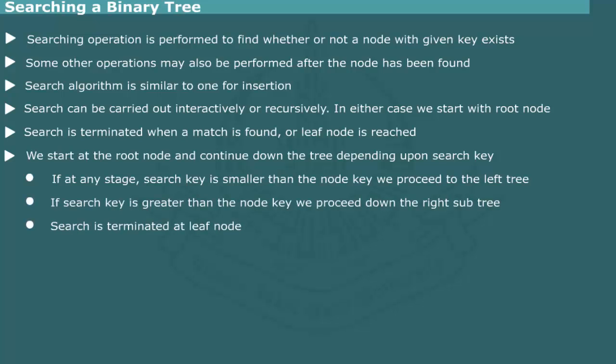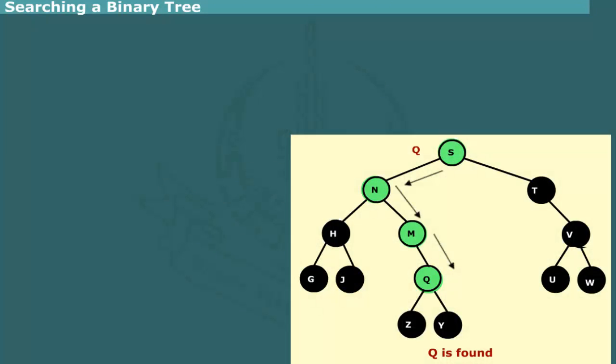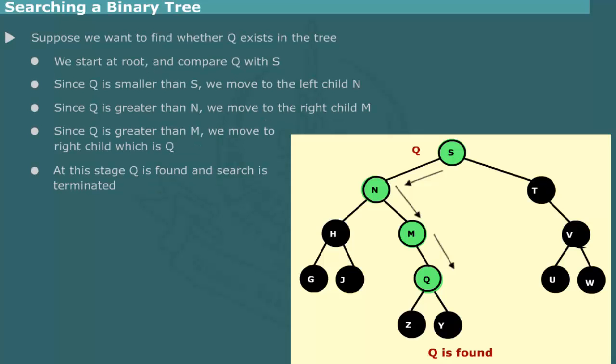If the leaf node is reached and no matches occur, the search process is terminated as being unsuccessful. Example. Consider, for example, a binary tree shown in figure. Suppose we want to know if a node with key value q exists in the tree.